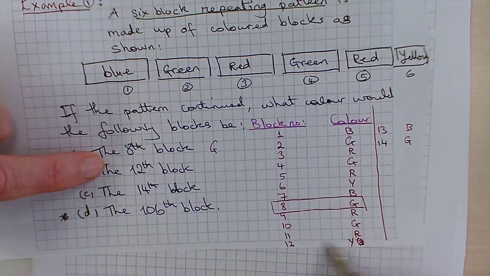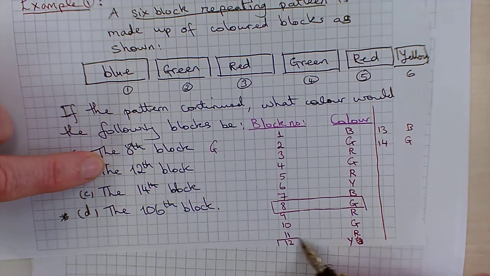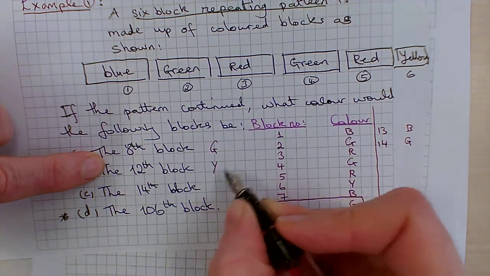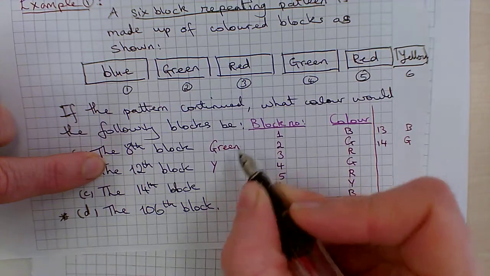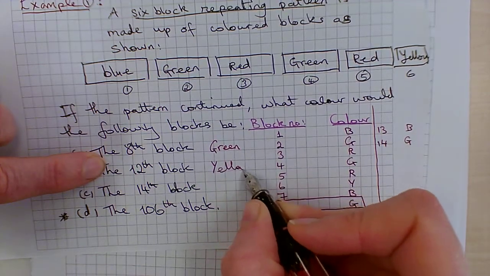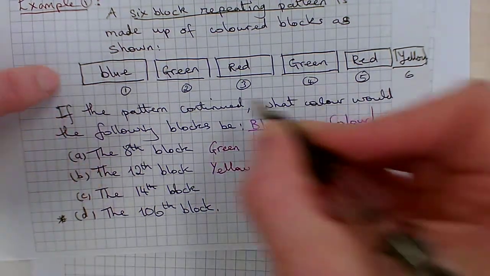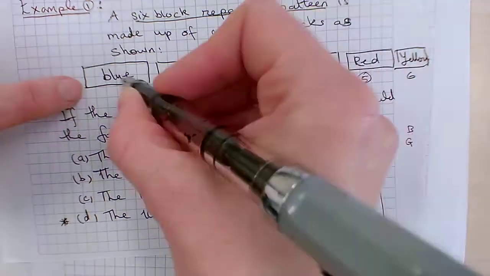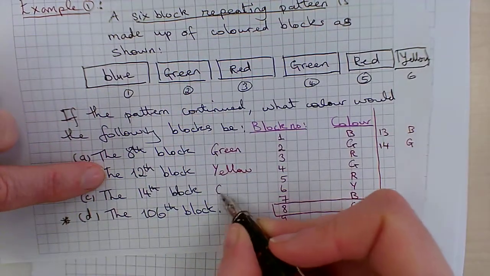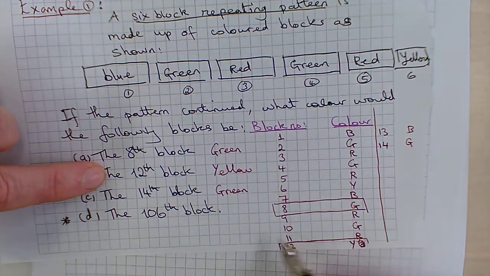The 12th block we can see here is yellow. I write down the full word for our answers here. Yellow. And the 14th block, I've gone through 6 twice, 13, 14, and I've landed on green again.